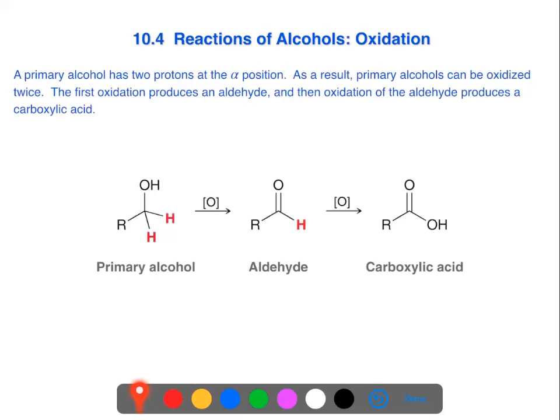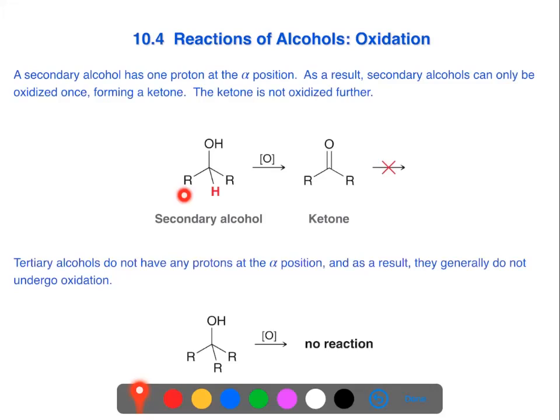Now, a primary alcohol has two protons attached to the alpha carbon, and as a result, the primary alcohol can undergo the oxidation process twice. We can convert the primary alcohol first to the aldehyde, and because there's still one carbon-hydrogen bond remaining, we can further oxidize the aldehyde to the carboxylic acid.